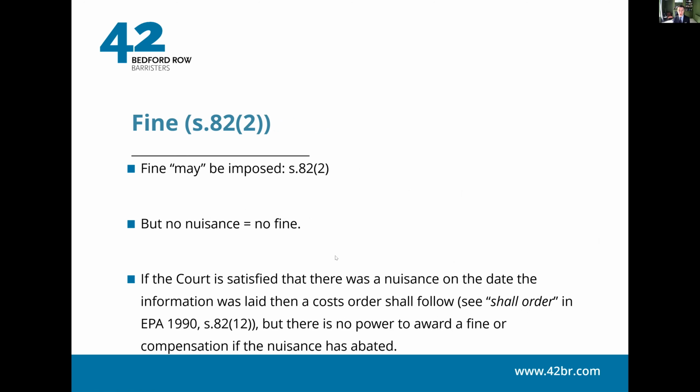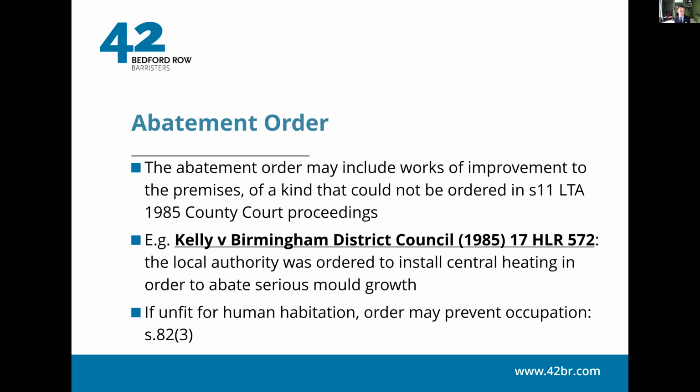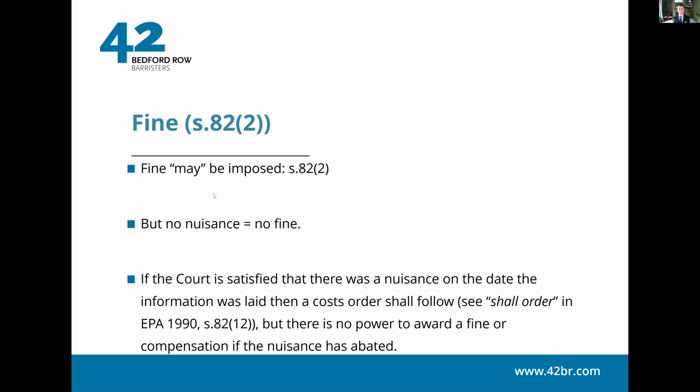That's in subsection 3 of section 82, which says that if the Magistrates Court is satisfied the alleged nuisance exists and is such as, in the opinion of the court, to render the premises unfit for human habitation, then an order under subsection 2 may prohibit the use of the premises for human habitation until the premises are, to the satisfaction of the court, rendered fit for that purpose. So that's the matter of an abatement order.